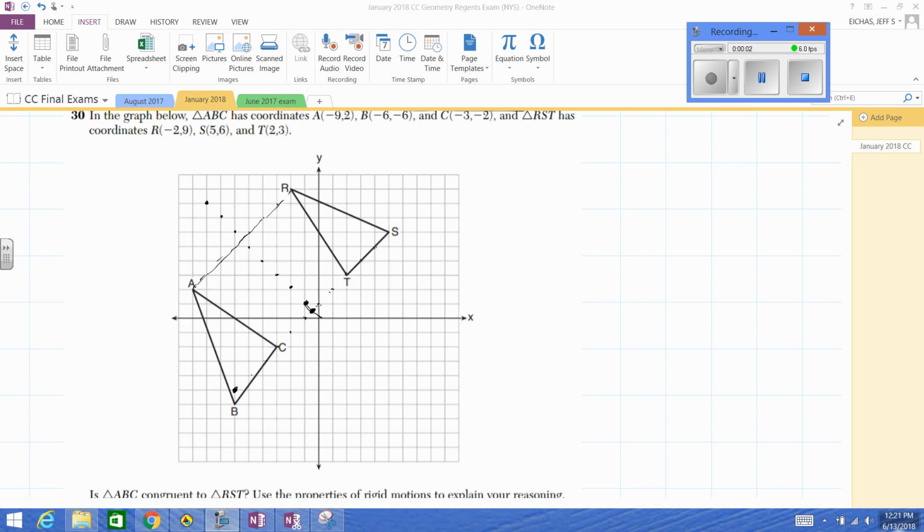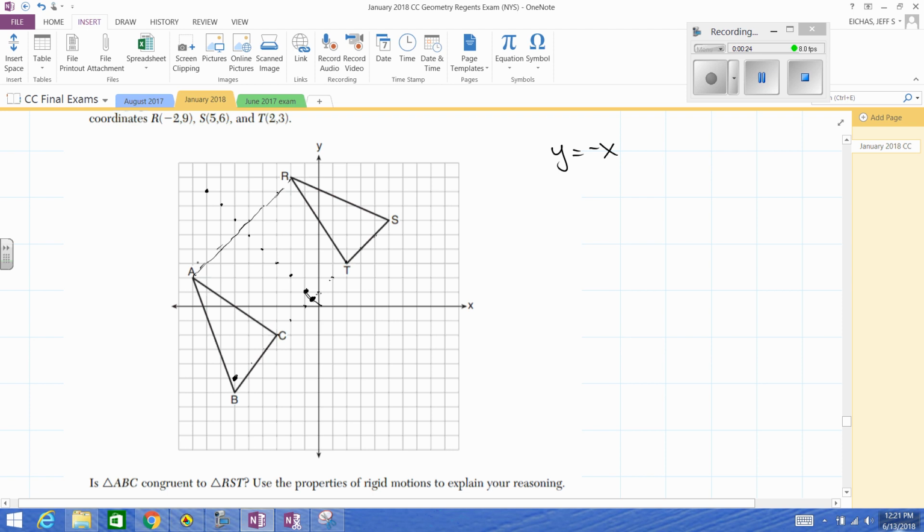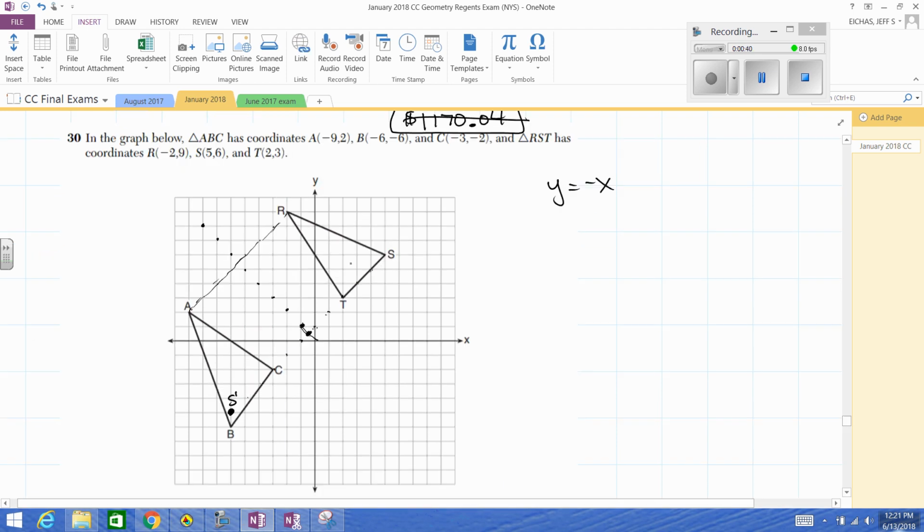So back in number 30, on the January 2018 exam, what I'm going to look at is if we map T over the line y equals negative x as a line reflection, T maps to C, R maps to A. That's great, right? The problem is S will map over to here, so that'd be S prime. So I thought, okay, maybe there's a rotation involved or something like that, but here's what we also know.